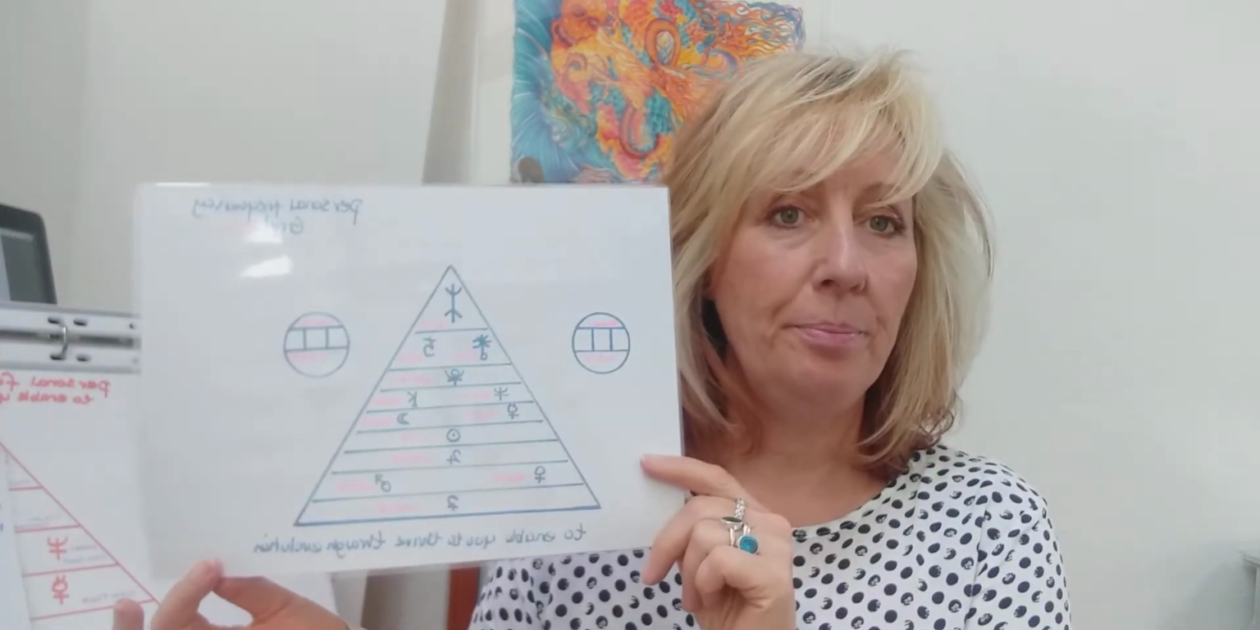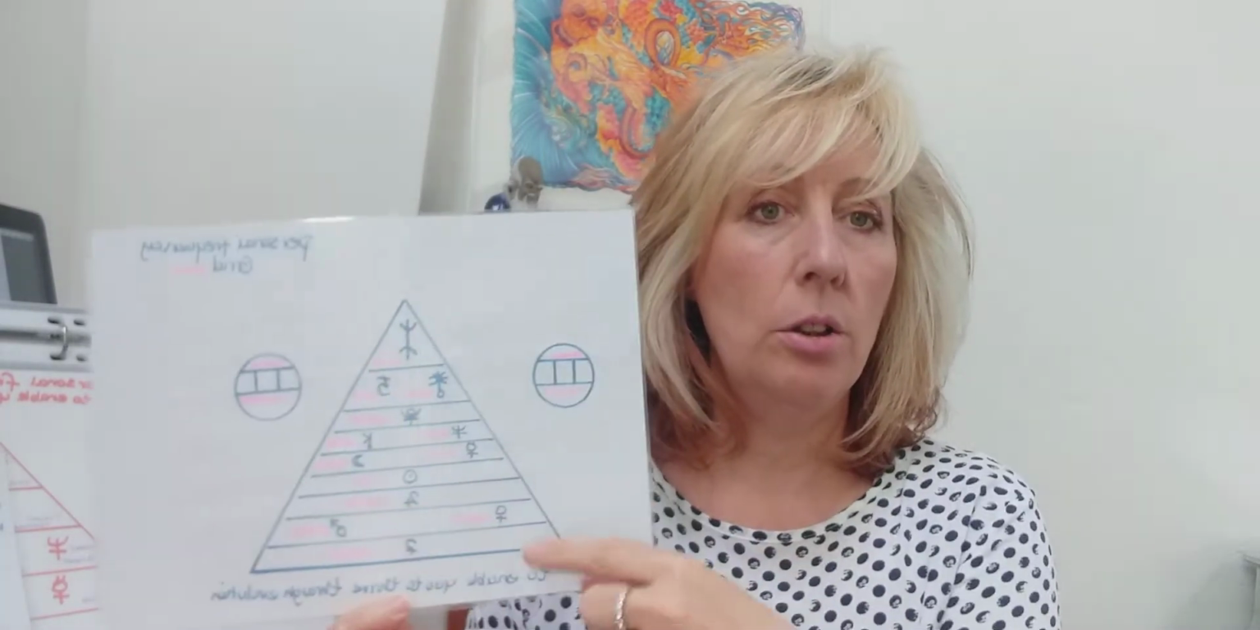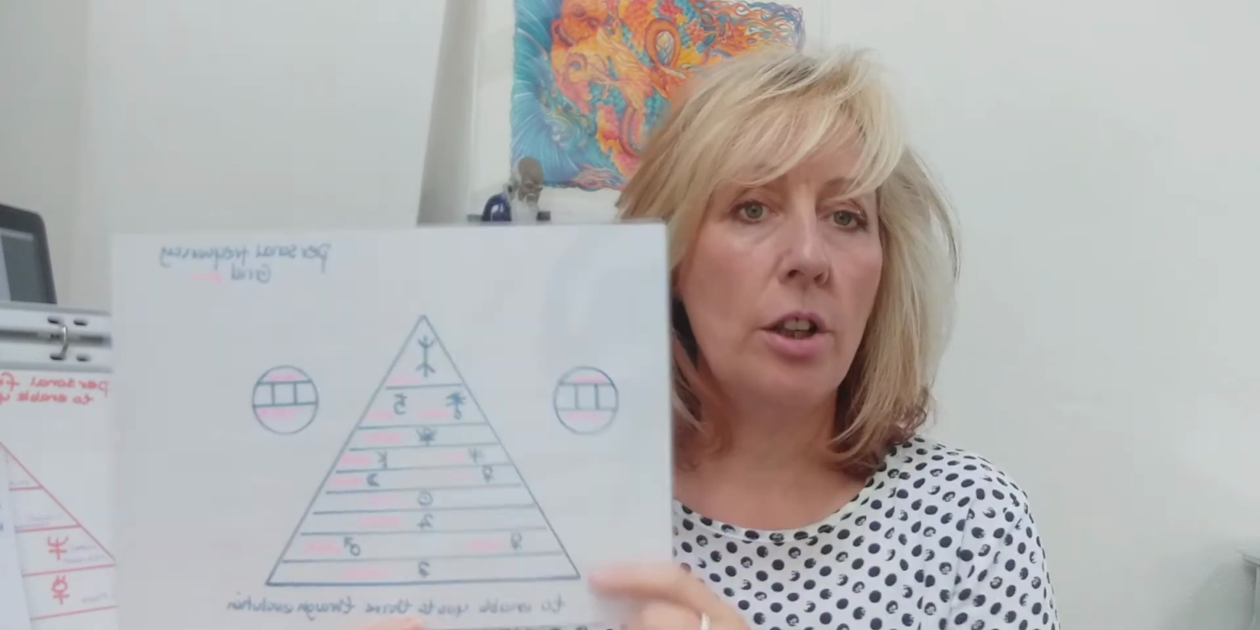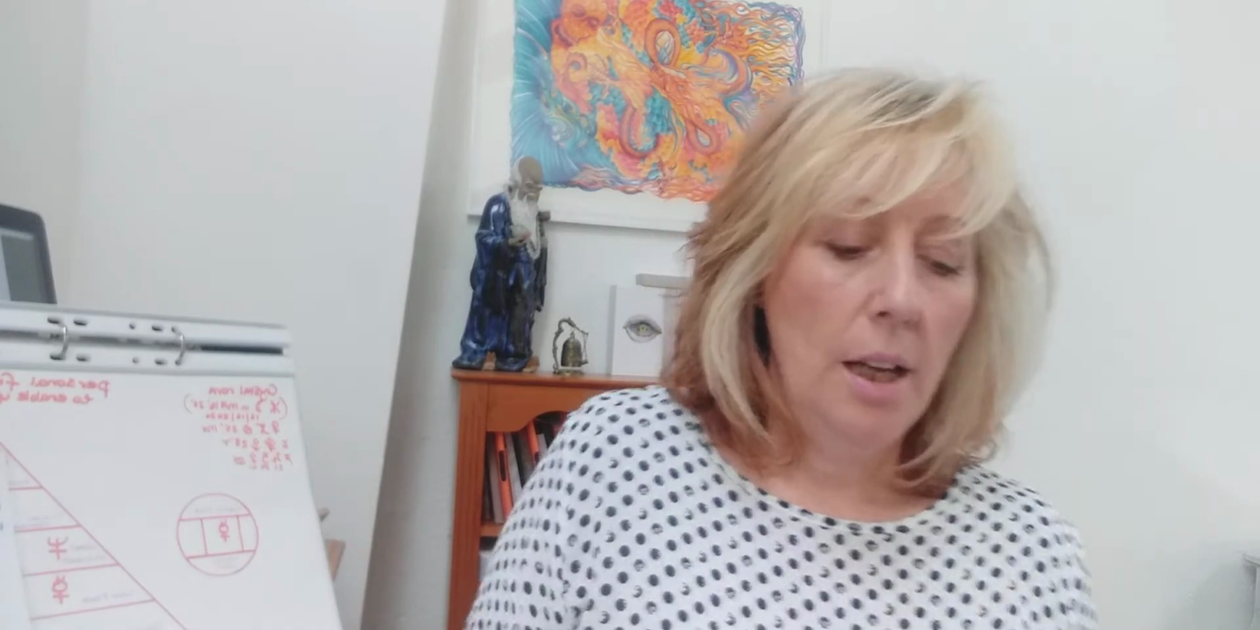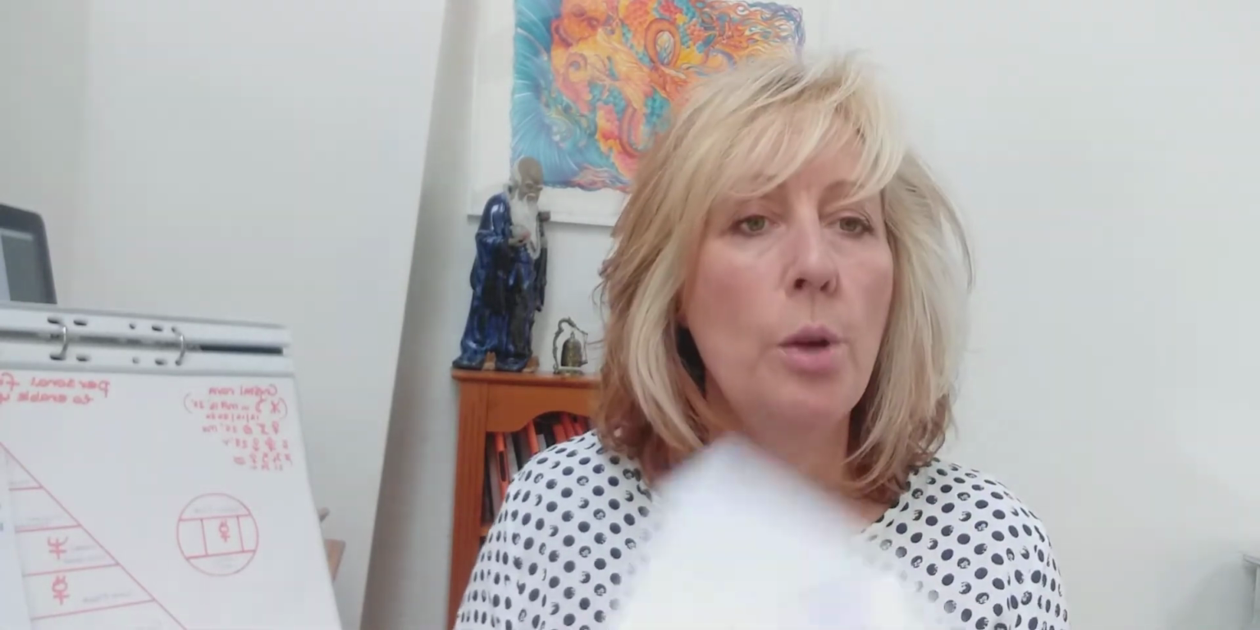Frequency grid, as you can see, there's a triangle and two little round circles. As we've been learning over the past few years, frequency is everything, frequency is all. So why would you have a personal frequency grid done?